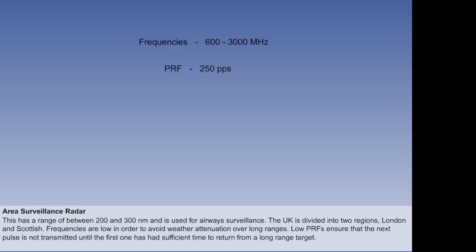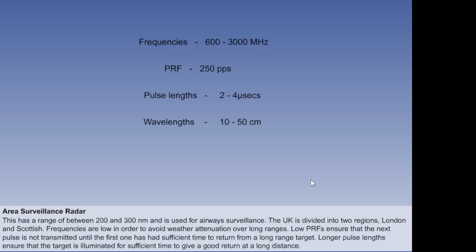PRFs are usually around 250 pulses per second. This ensures that the next pulse is not transmitted until the first one has had sufficient time to return from a long-range target. For long-range radars, the pulse lengths and wavelengths are relatively long, between 2 to 4 microseconds and 10 to 50 centimeters, respectively.